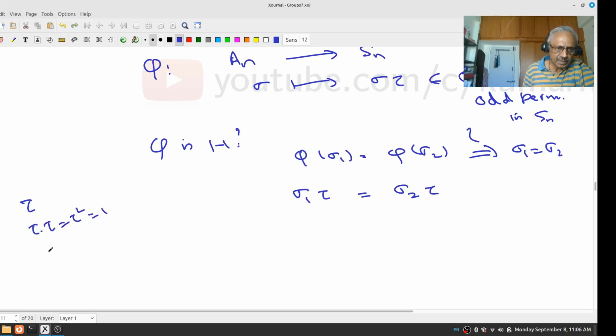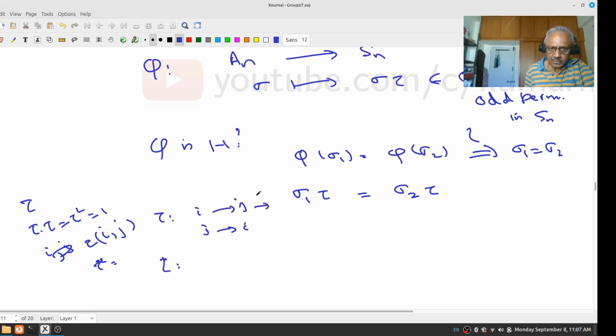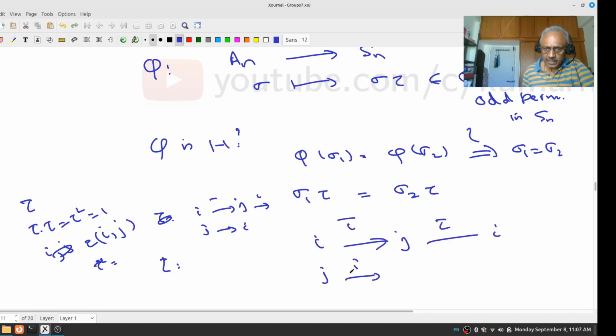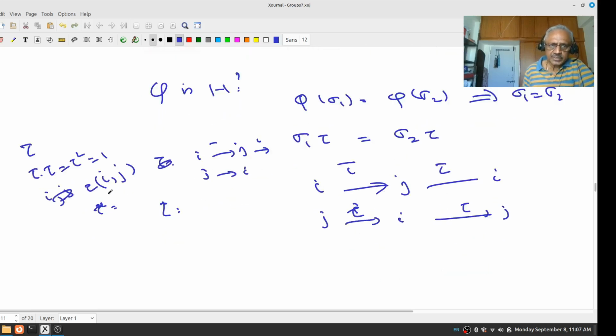Right? Because if (i j) is that transposition tau, then tau squared will be, you understand this? i goes to j, tau is what? i goes to j, j goes to i. Therefore, apply once more: i goes to j under tau, under another tau j goes to i, and j goes to i, and under another tau this i goes to j. Therefore, tau squared is identity.